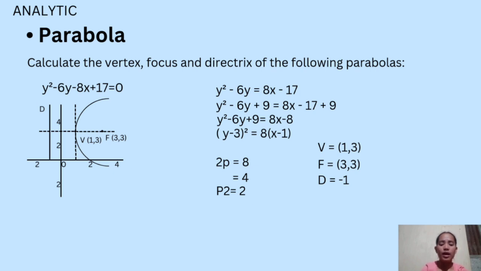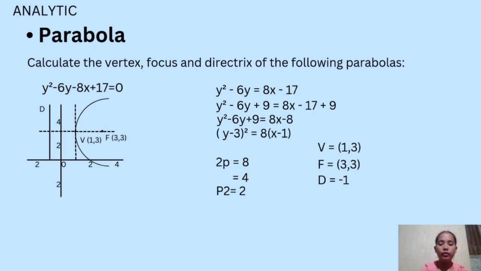We also need to add the number on the right side. And why is it 9? Because if we divide the 6 by 2 it is 3, and 3 squared is 9. So negative 17 plus 9 is negative 8. And we need to look for the point y and x, and it is y minus 3 squared equals 8x minus 1. We have here 2p equals 8. This means 8 divided by 2 equals 4, and 4 divided by 2 is 2.